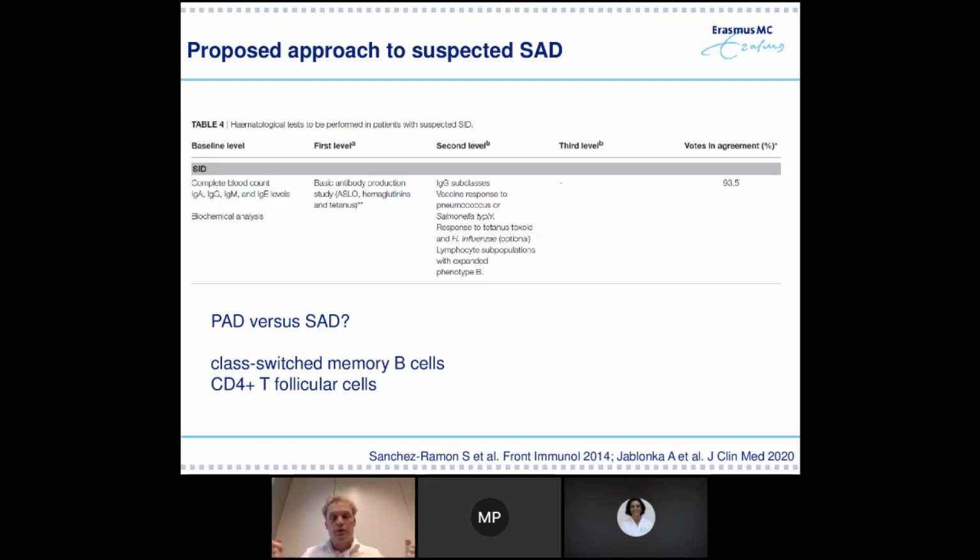But what do we need? We need a kind of tools. How can we distinguish patients with primary antibody deficiency versus patients with secondary antibody deficiency? Because you want to know, is it primary, is it secondary, and is there a suspected underlying hematological malignancy when a patient presents at your outpatient clinic? So there are a number of papers, and I'm not going to go into full detail today, but I think it's very important to find biomarkers, specific things measured in blood that can distinguish primary antibody deficiency versus secondary antibody deficiency. And there are a number of papers that discuss the use of class switch memory B cells or the numbers of CD4 positive follicular T cells to distinguish between primary and secondary antibody deficiency.